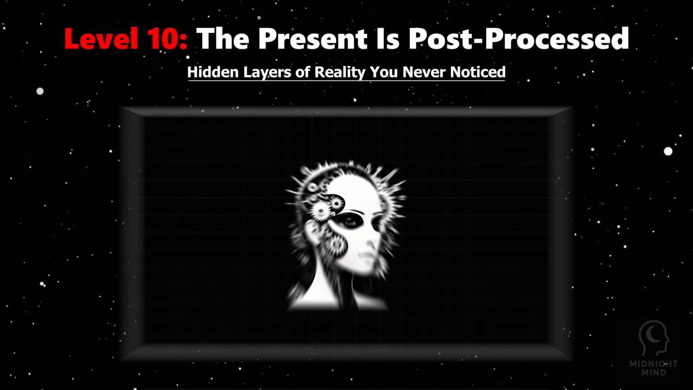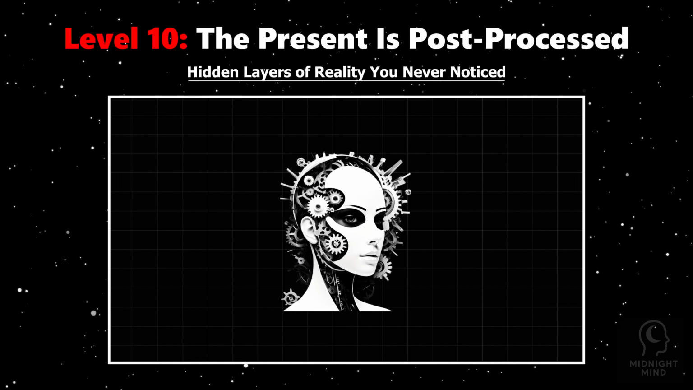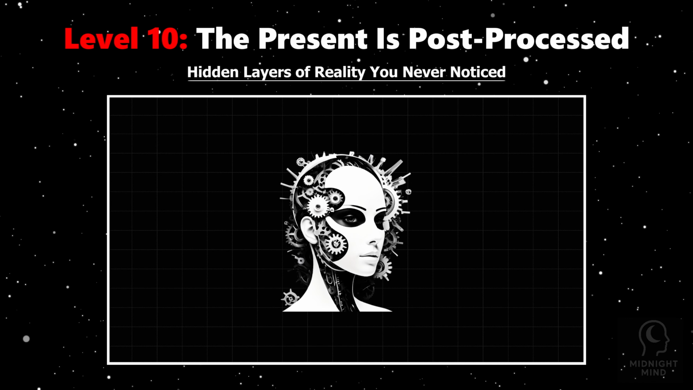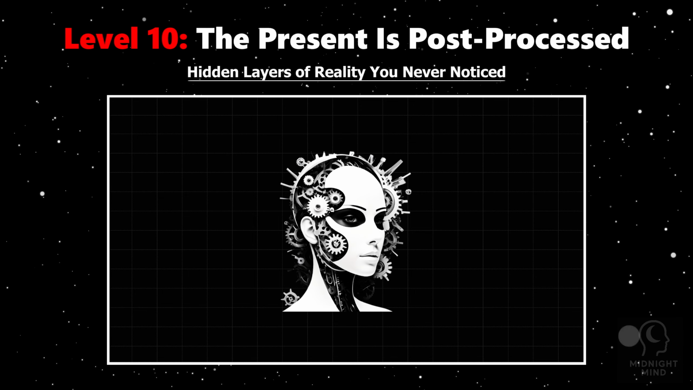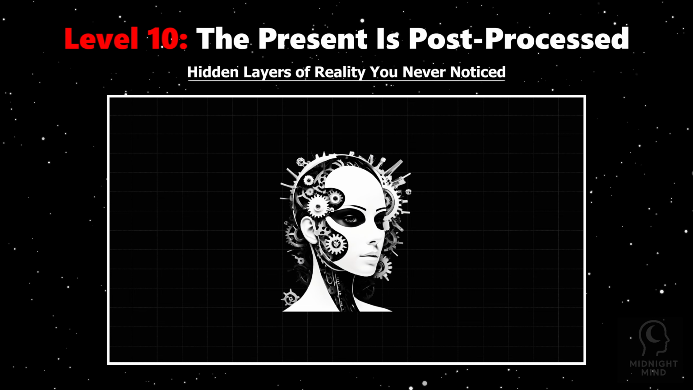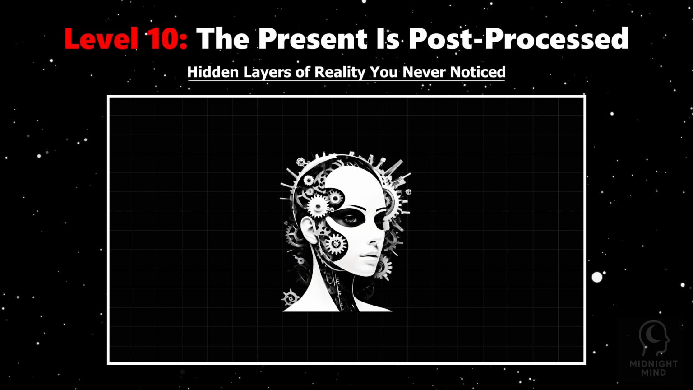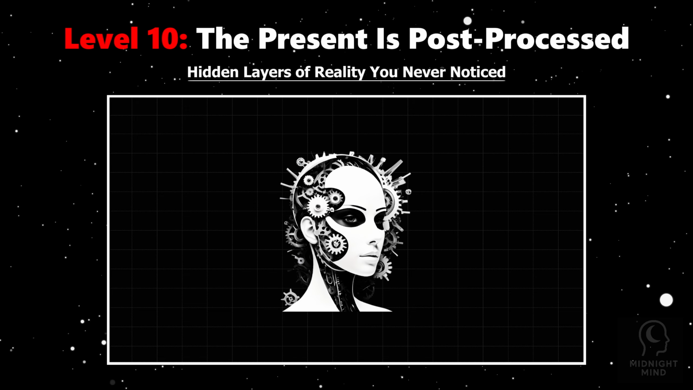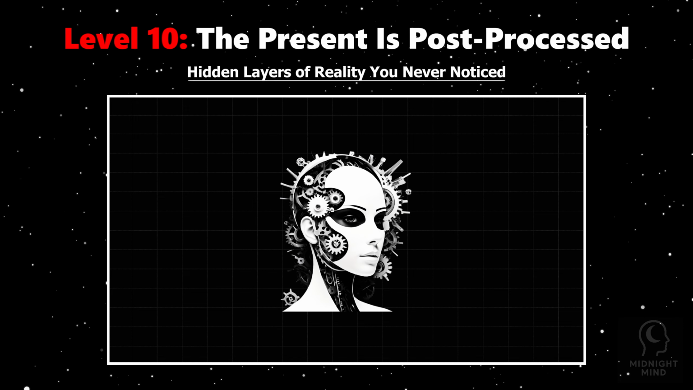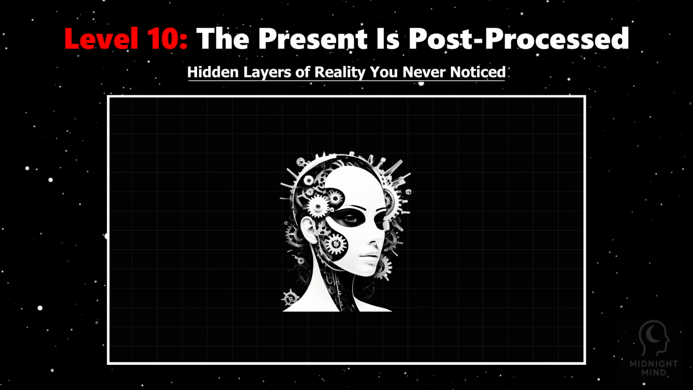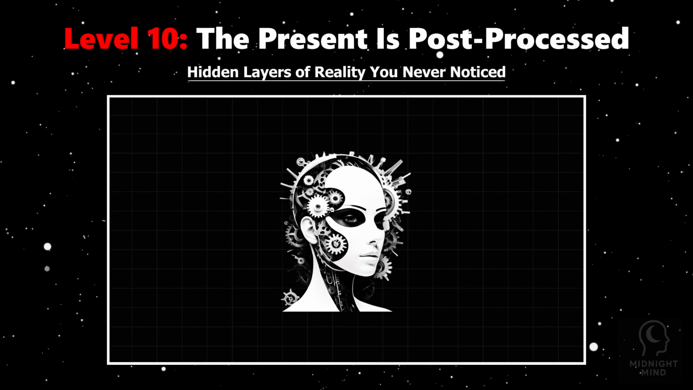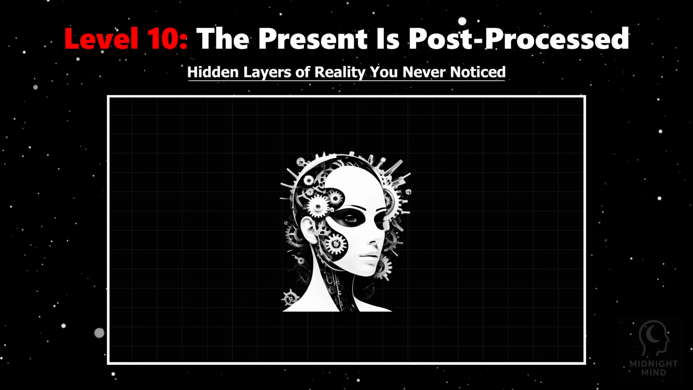Imagine living a moment that's already behind you. Your sense of now is actually a carefully crafted playback. Our brain processes sensory information with tiny delays, milliseconds behind the real event, to weave chaos into clarity. This post-processing allows your mind to create a seamless, meaningful experience from fragmented signals arriving at different speeds.